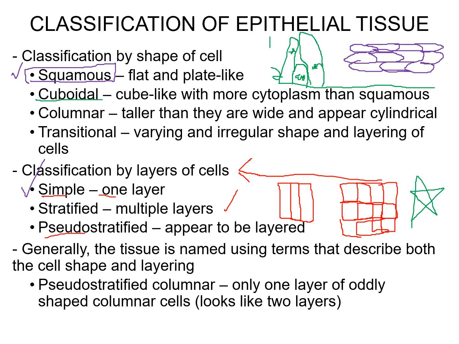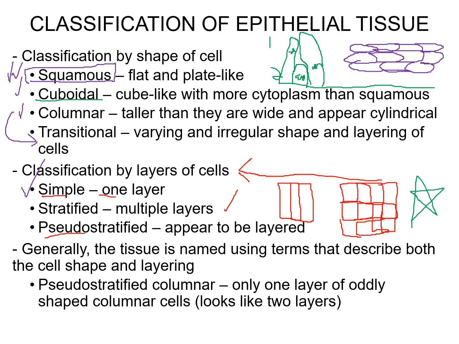We're going to actually have a combination of all 3 shapes in transitional. We're going to have squamous, cuboidal, and columnar looking shapes found in this area. And I'm going to explain why that is when we actually talk about transitional by itself.